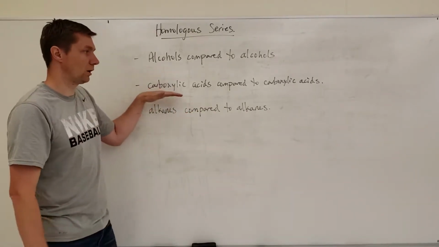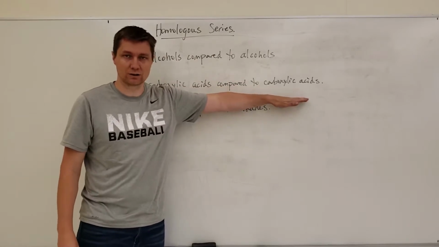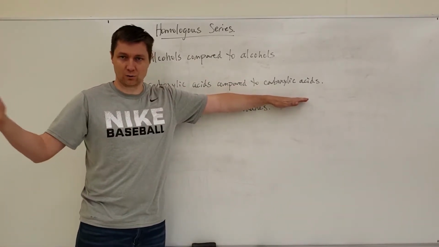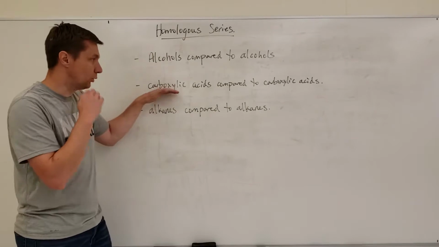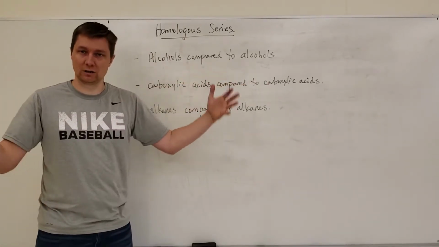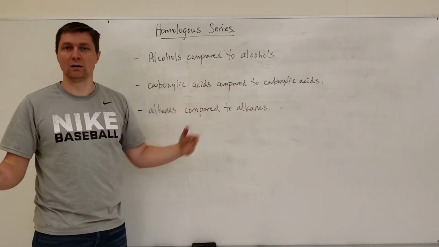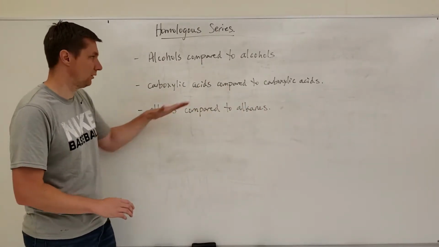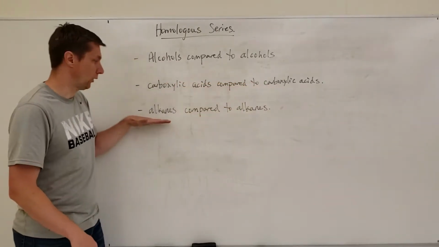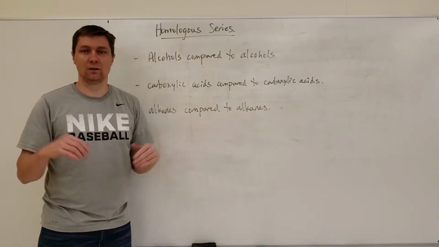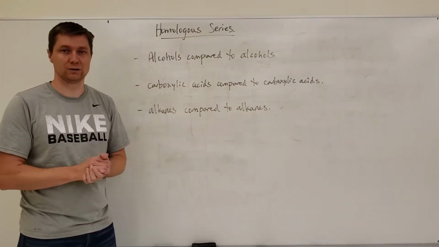If I compare one carboxylic acid to another carboxylic acid of a different length or type or whatever, they're both carboxylic acids, so those would be considered a homologous series. If I'm comparing alkanes to alkanes, again, that's a homologous series. But if I compare alkanes to carboxylic acids or alkanes to alkenes, then those are not homologous series.